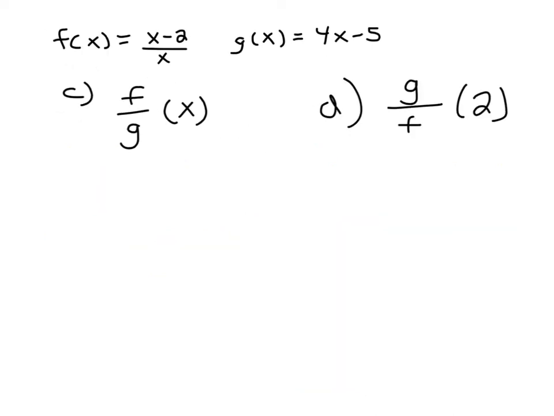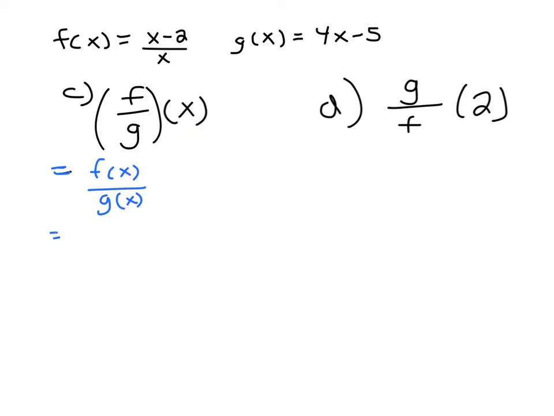Okay, moving on to more examples. We still have the same functions f and g, but now it's saying find f divided by g of x. That would be the same as saying find f of x divided by g of x. This is the exact same thing, it's just a simpler way of writing it, so that's why we don't write it like that, but it's the same thing.